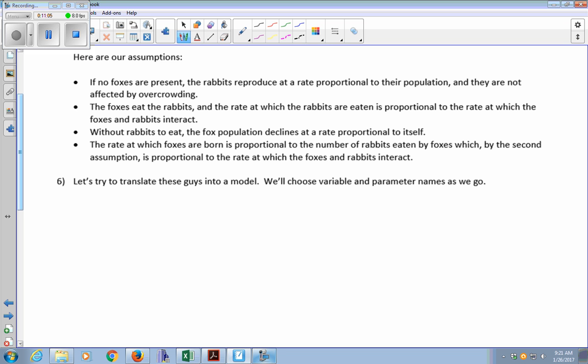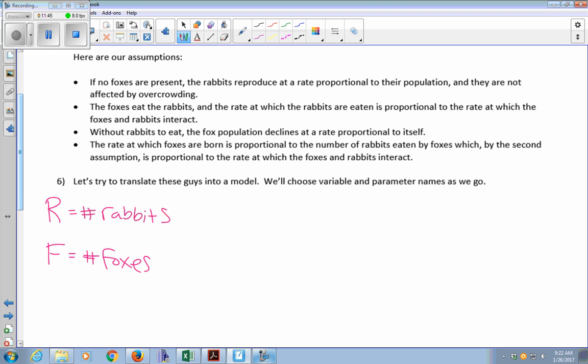And the rate at which foxes are born is proportional to the number of rabbits eaten by foxes. So the more food they eat, the faster they reproduce. And the number of rabbits eaten by foxes is given by the second assumption, proportional to the rate at which they interact. So I want to translate these 4 assumptions into a model. So my important variables are R and F, the number of rabbits and the number of foxes. So let's start with that. R is the number of rabbits. F is the number of foxes.